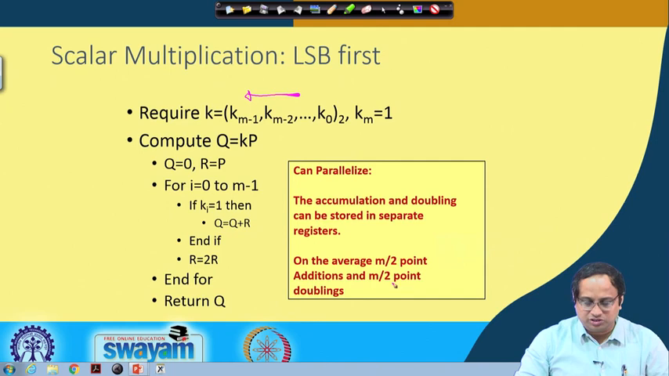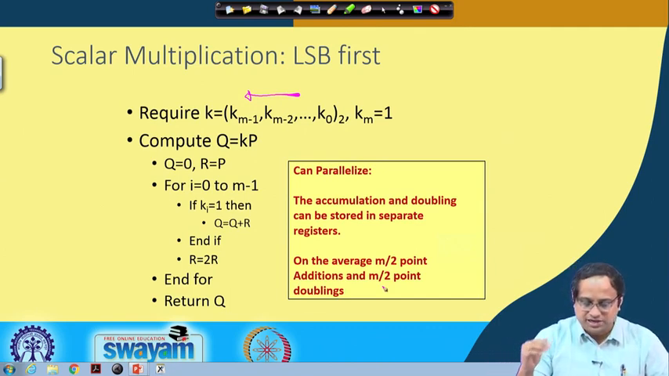Note that here also you are actually doing m doubling operations. But then why do I write m by 2 point doublings? I am writing it because of the assumption that they are parallelized. If they are parallelized, then whenever I am doing an addition, the cost is that of an addition operation, but in the other cases it is only the doubling operation which comes into play.